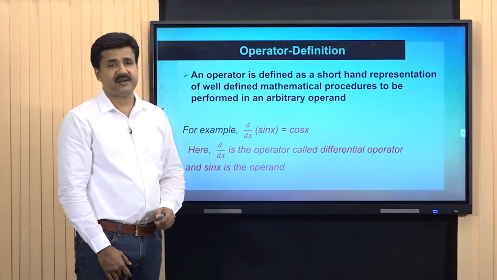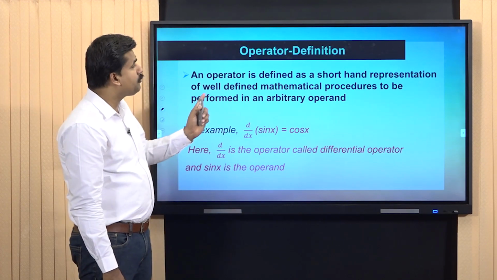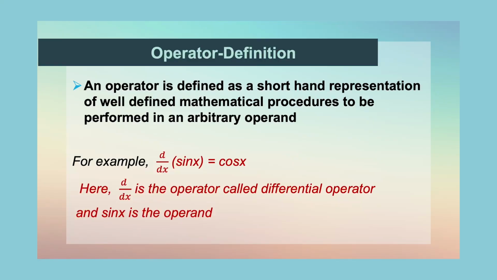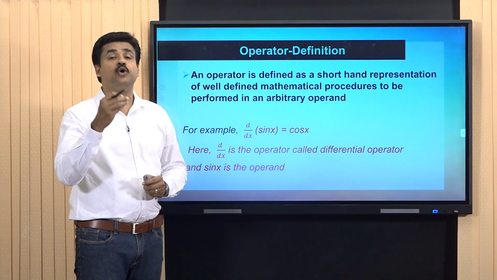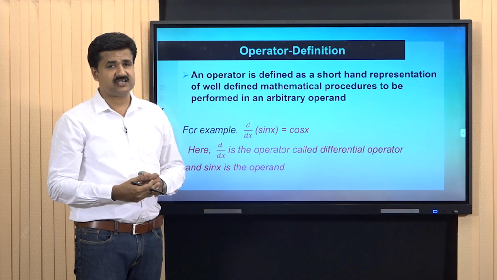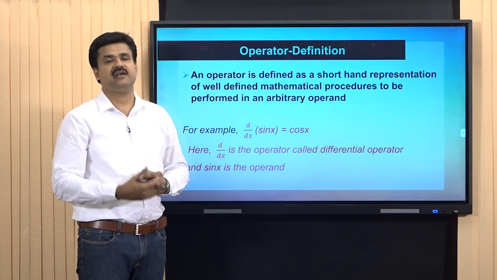What is an operator? The definition is like this. An operator is defined as a shorthand representation of well-defined mathematical procedures to be performed in an arbitrary operand. That means it is a shorthand representation. An operator is a shorthand representation of mathematical procedures to be performed in an operand.